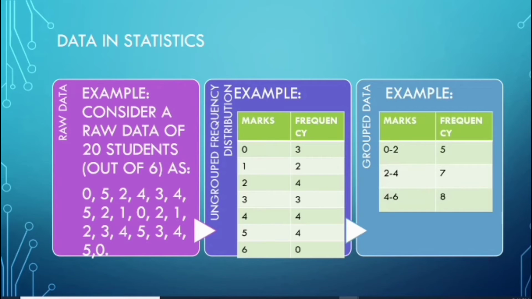How many students are failures? You can say the students who have got marks from 0 less than or equal to 2, or strictly less than 2, the frequency is 5. The number of students who have got marks strictly less than 2 is 5. The number of students who are average, who have got marks less than 4, is 7, and the number of students who have got marks from 4 to 6, the outstanding ones, is 8. This is known as grouped data. When the ungrouped data is classified into groups or class intervals, you call it a grouped frequency distribution.